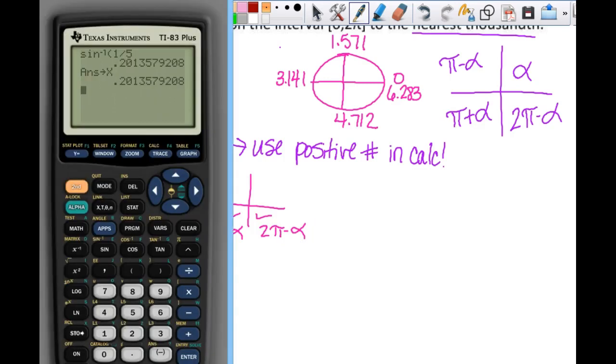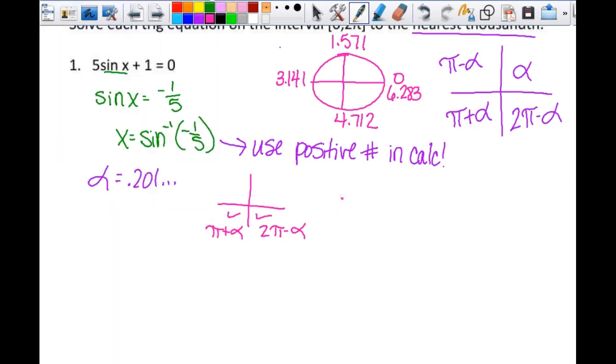So in your calculator, then, you just do exactly that. You can do second caret for pi. I'm going to do pi plus x, and then I'm going to do 2 pi minus x. And there are my two values right there. Okay. Does that make sense to you? So in the end, my answer is a set of numbers, which would be 3.343 and 6.082.